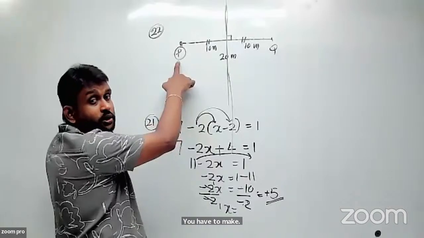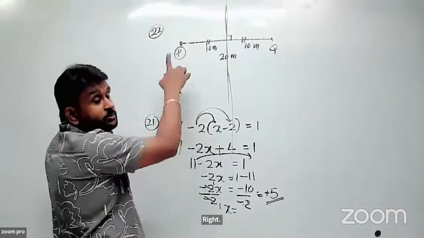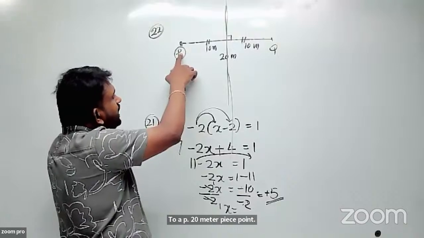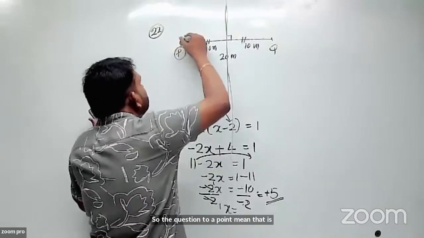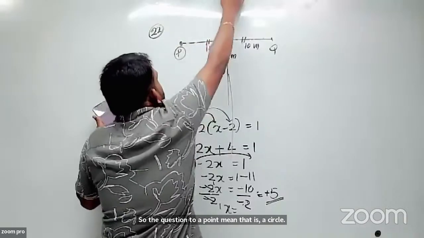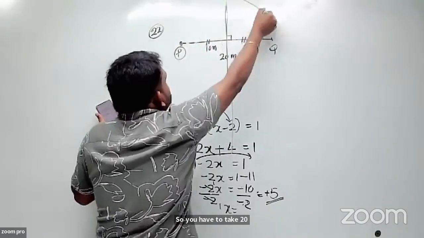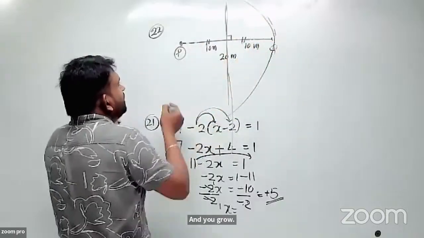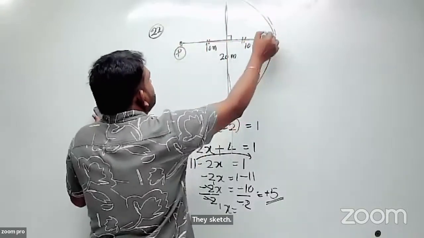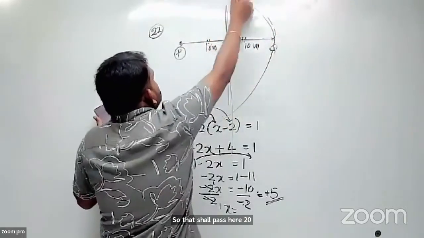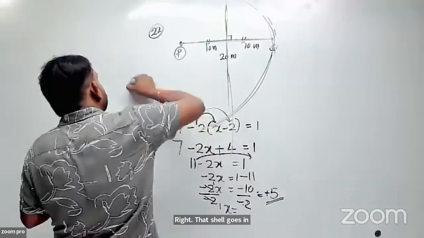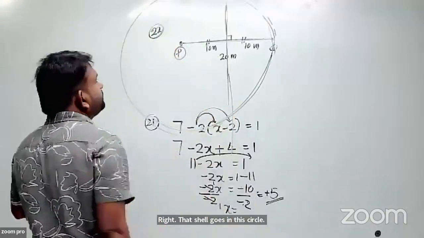P is a point. So equidistant to a point means that is a circle. So you take radius 20 meters from P and you draw the sketch. So that shall pass here, 20 meters to P, and here also 20 meters. That shall go in this circle. See, this is the circle.